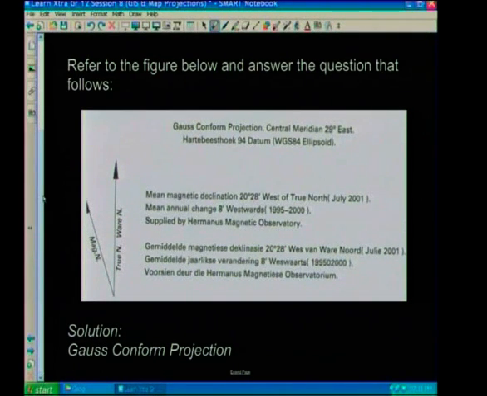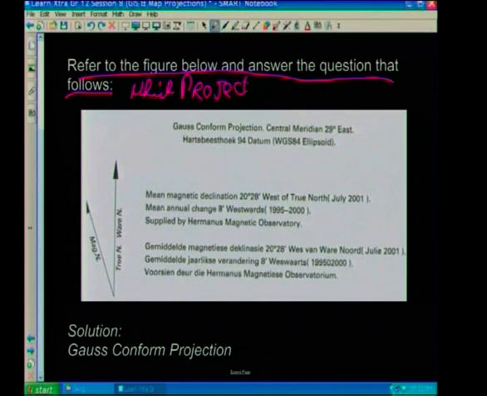And the answer is on the topographic map. Refer to the figure below and answer the questions that follow. Now, if you look at the side of the topographic map, it says here, let's put it down here: which projection is used in South African maps? Okay, that was a question.